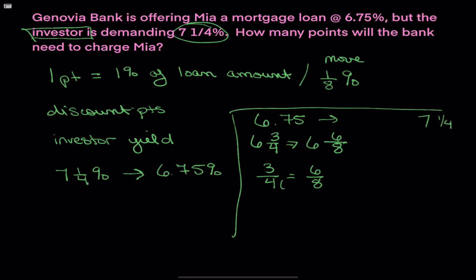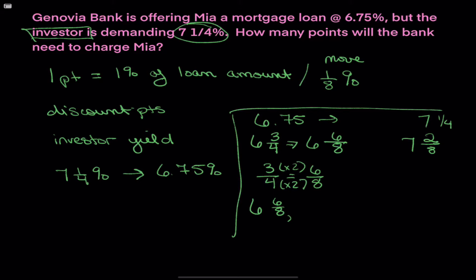what did I do to get to 8? I would have said 4 times 2. That made 8. So then I would do that up here, and that gives me 6. So we know we've got 6 6/8. Let's turn this 7 1/4 into eighths. So 7 1/4 would become 7 2/8.